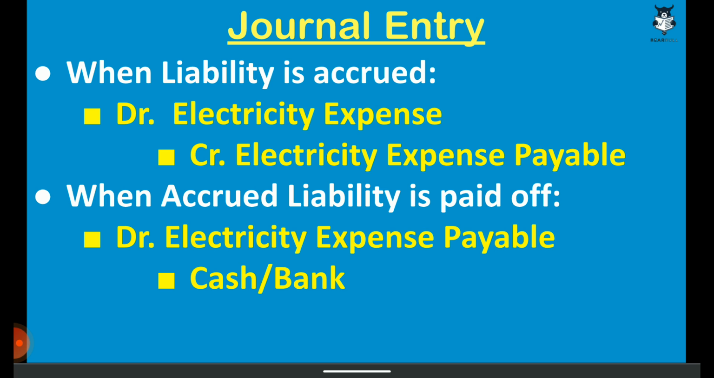As you can see, the scheme of this whole transaction is that in January we accrued the expense as well as the corresponding accrued liability, and in February we paid off the liability, that is we debited it and we paid the cash to settle the liability. So this is the concept of accrued liability.